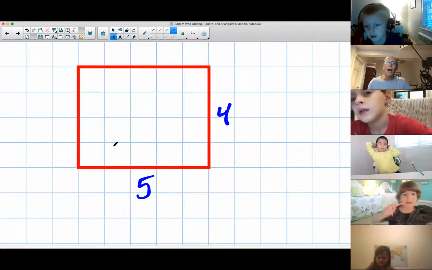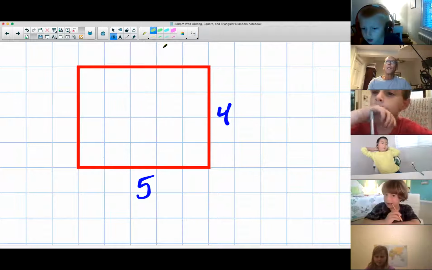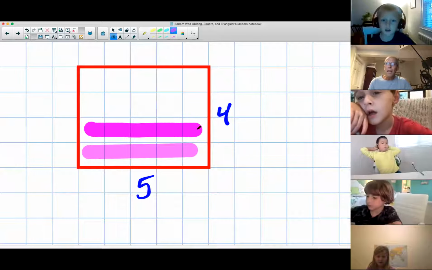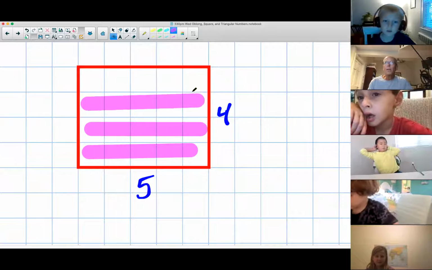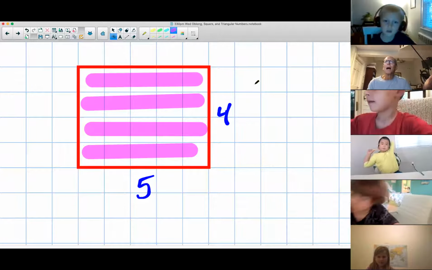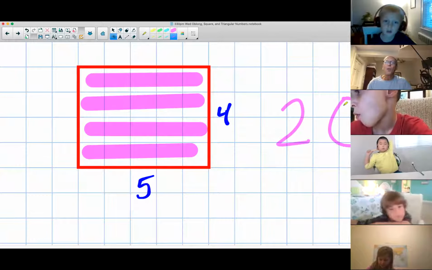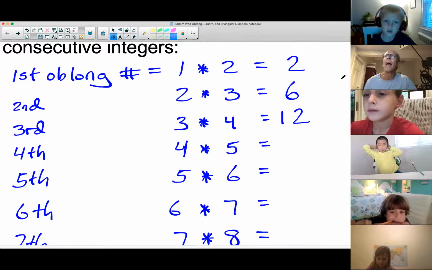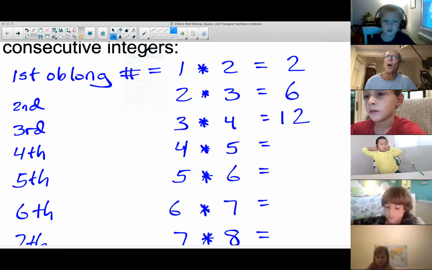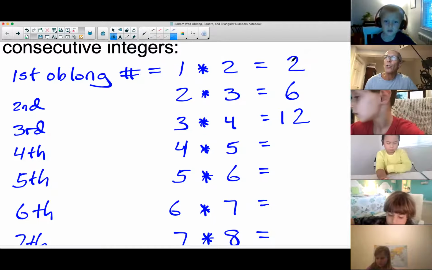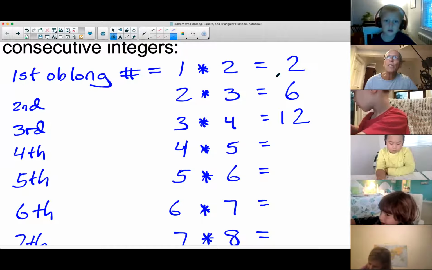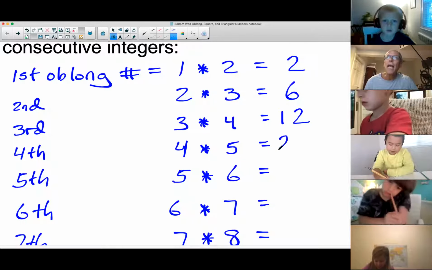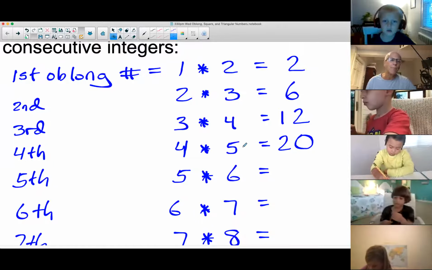And who wants to count by fives, everybody? Let's do it. On 3, 1, 2, 3, go. 5. Come on. 20. And guess what, guys? That's it. The next oblong number is 20. So everybody on page 1, write down the first 4 oblong numbers. They are 2, which is 1 times 2, 6, which is 2 times 3, 12, which is 3 times 4, and 20, which is 4 times 5.